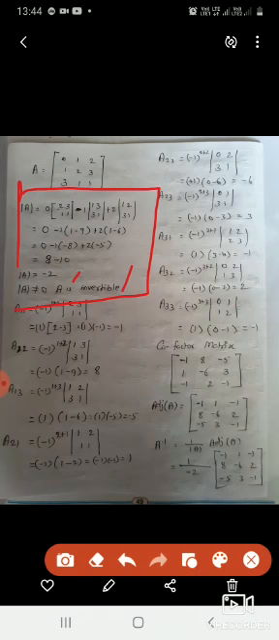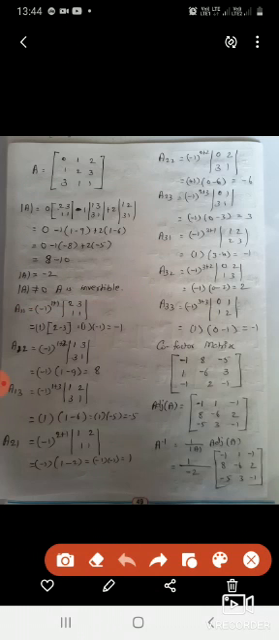Suppose in case it is not invertible, we should write A inverse will not exist. You can leave the sum as it is. Now it is invertible, so we can go for the next step. The next step is to find the cofactor.